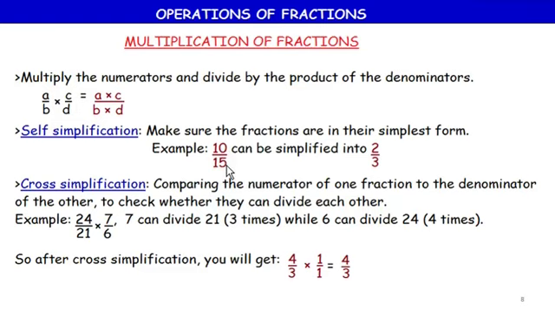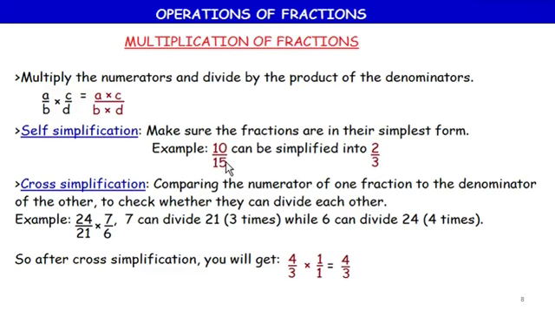If you have 10 over 15, you ask yourself, can I reduce this fraction further to its simplest form? Yes, you can. So assuming you are told to multiply 10 over 15 by another fraction, you don't just multiply the numerator 10 by the other numerator and then 15 by the other denominator. No, the first thing you have to ask yourself is, can I simplify this fraction, before you think of multiplying the numerators and then multiplying the denominators, right?